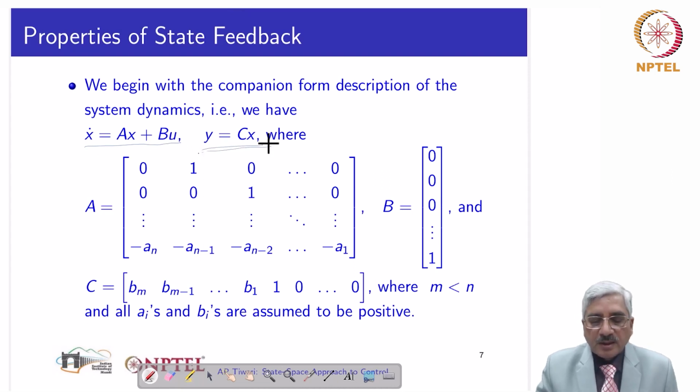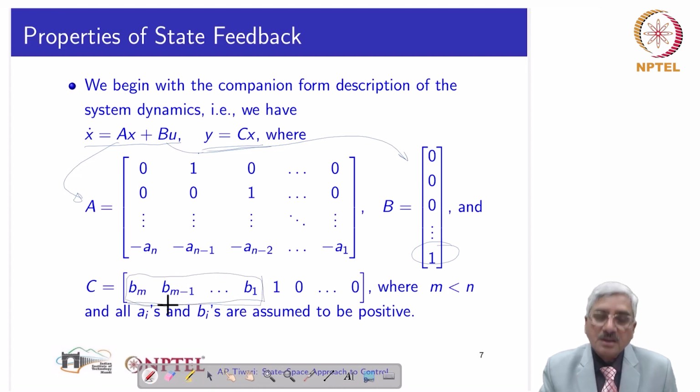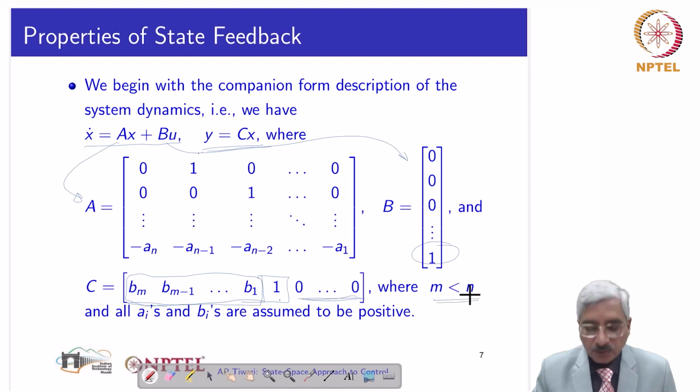along with the output equation y equal to Cx. In this, A is given in the companion form, and the corresponding B matrix has unity only at the last element. C matrix has non-zero entries here, 1 here and then 0 thereafter. So B1 to Bm, before that 1, and rest all 0, m is less than n. Generally this is the situation.